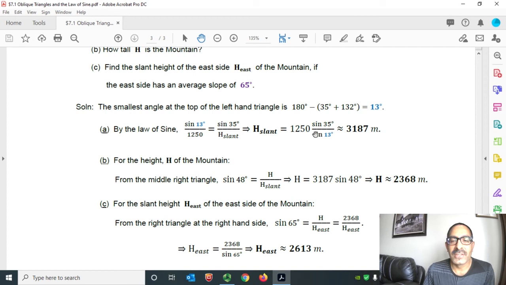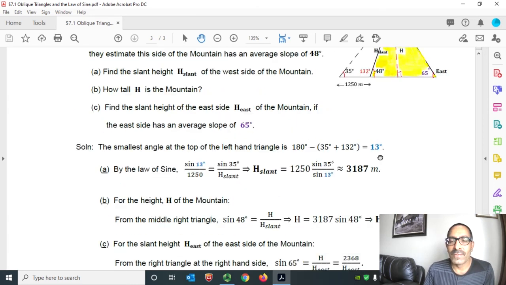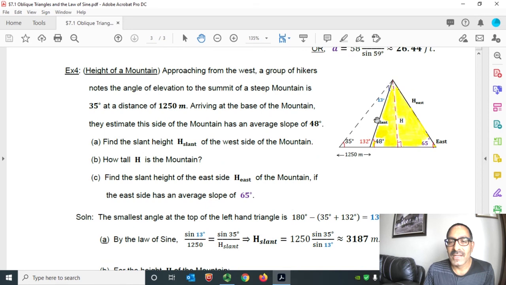Using a calculator, it turns out that the slant height of the mountain on the west side is approximately 3,187 meters. So we found this slant height is 3,187 meters. I hope this makes sense to you all.